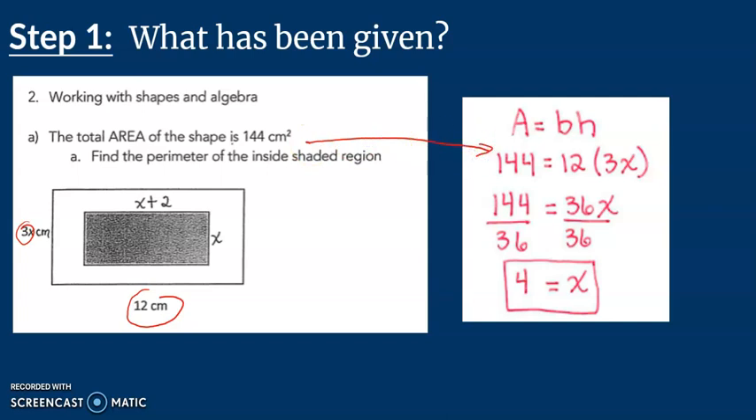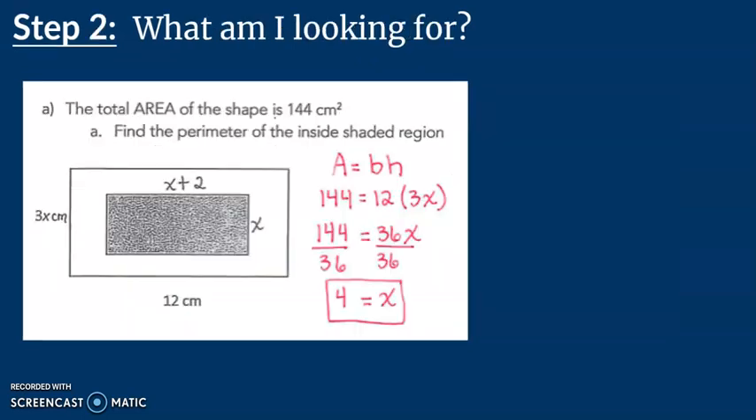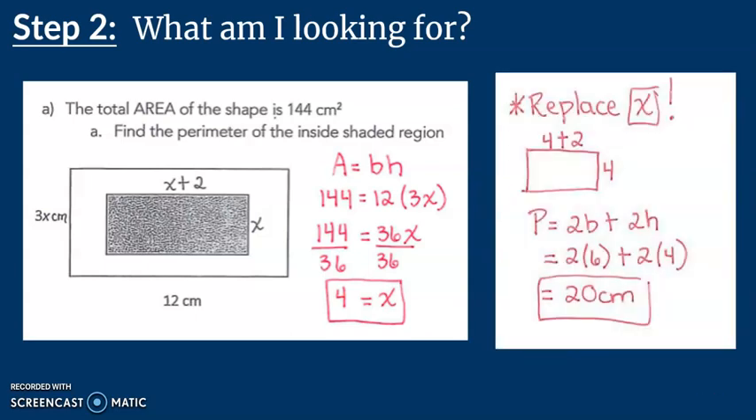But now, as I said before, we're going to have to use that answer, x equals 4, to determine the perimeter of the inside shaded region. So in this case, for example, I'm just going to put in x equals 4, fresh picture here, put the 4 in for both of the x's to find out what the length and the width are equal to. So 4 plus 2 is going to be 6.